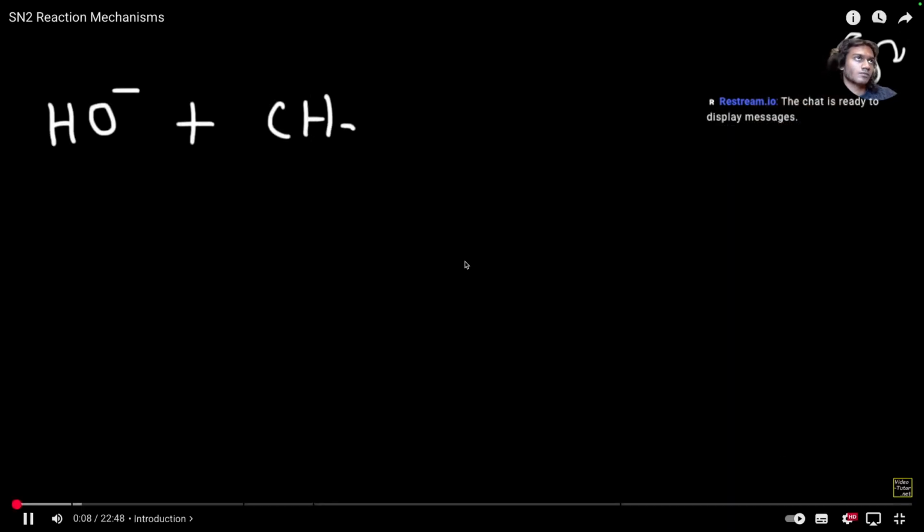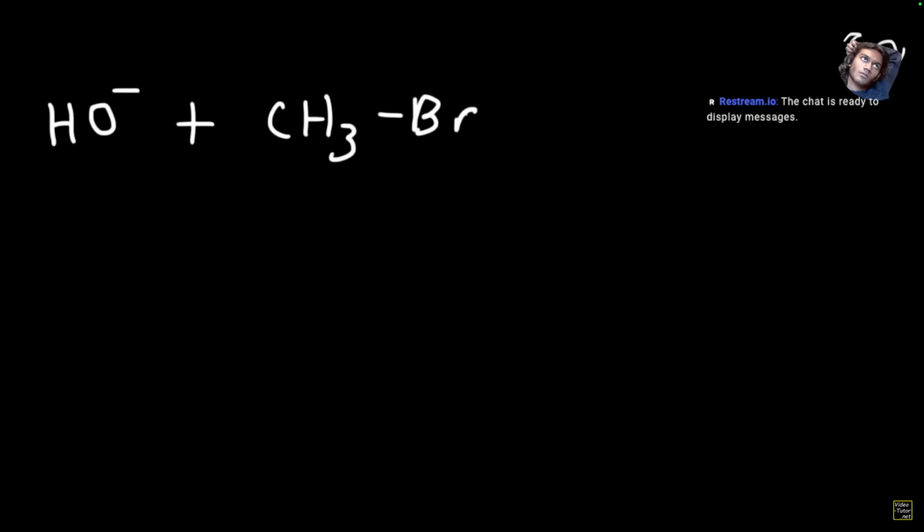We have a nucleophile reacting with the substrate. The nucleophile is hydroxide. It has a negative charge, and the substrate is the alkyl halide. Bromine is more electronegative than carbon, so bromine bears a partial negative charge, and carbon bears a partial positive charge. So the nucleophile is attracted to the partially positive carbon atom, and it approaches it from the back, and as it attacks the methyl group, the bromine group gets expelled.